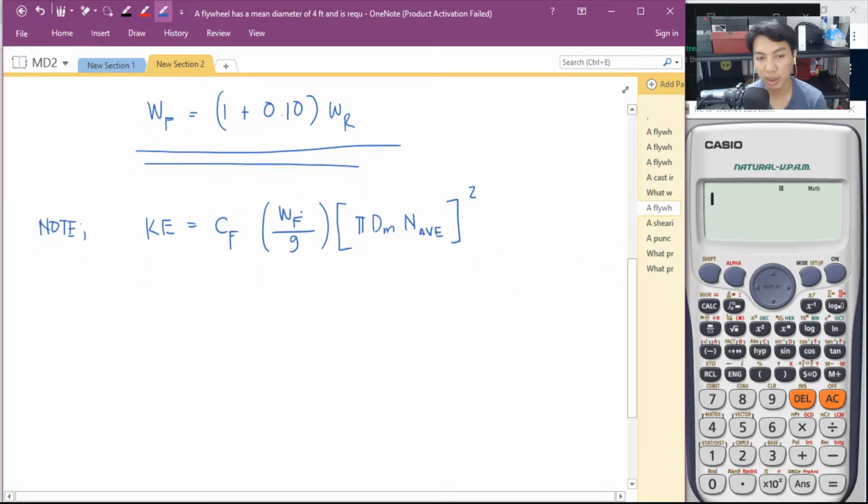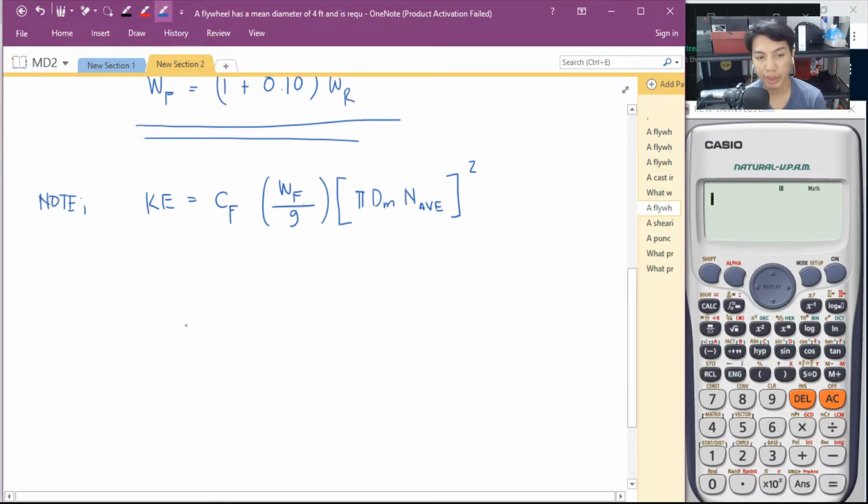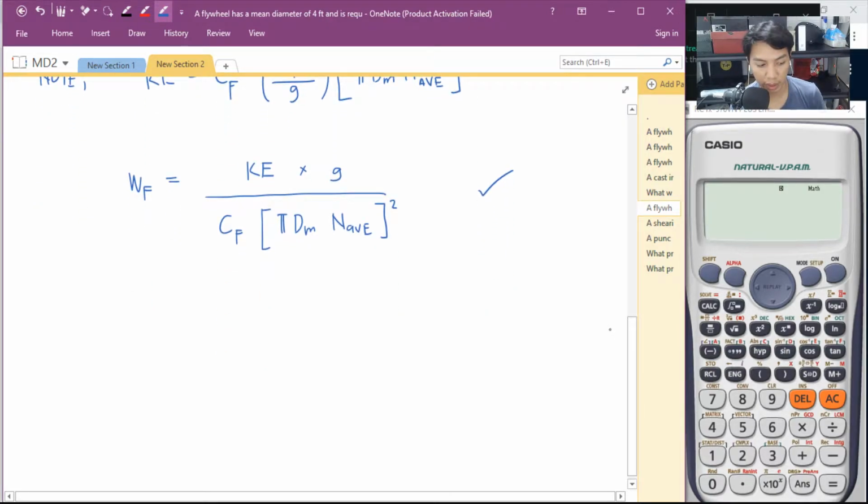Now, ang problema natin dito, wala tayong weight ng flywheel. I-factor out natin siya by cross multiplication. So therefore, the weight of the flywheel now is equal to KE multiplied to gravitational constant divided by the coefficient of fluctuation multiplied to pi DM and N average, squared. Ito na yung working equation natin for the weight of the flywheel.